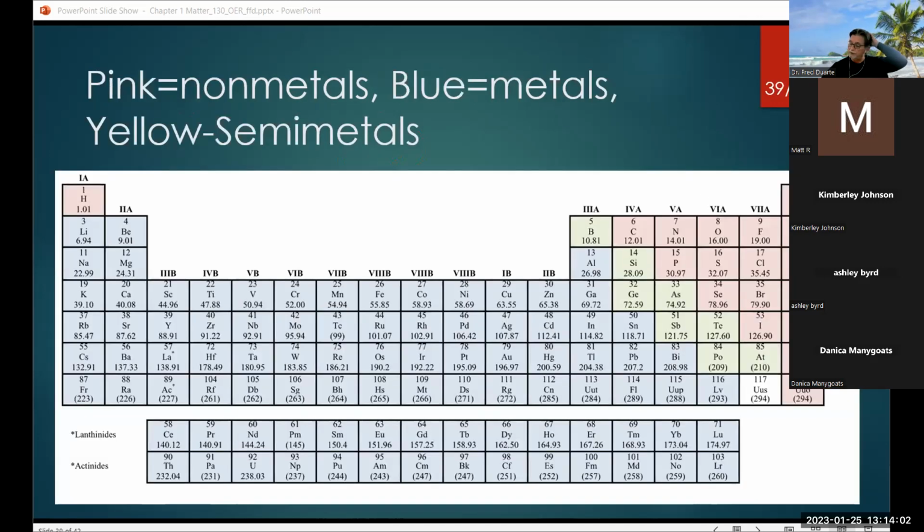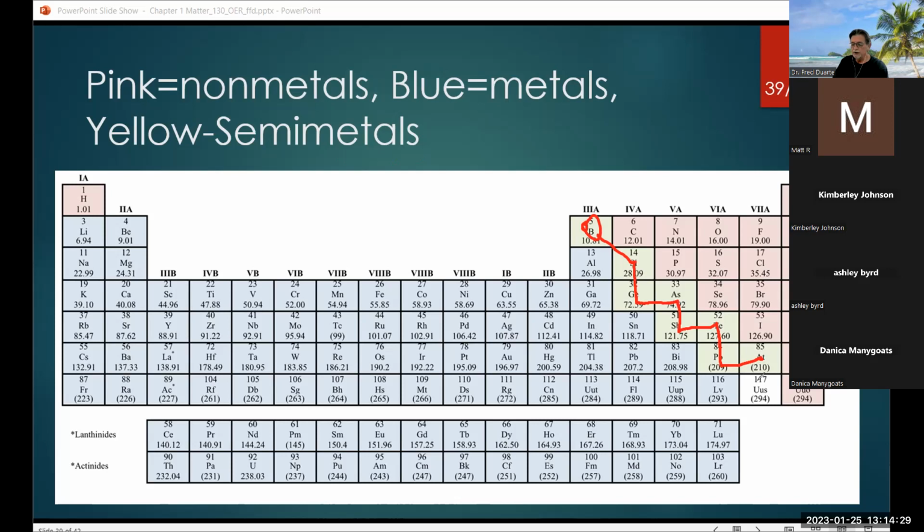If we look at the periodic table, you'll see there's a little stair step on the right side. That stair step represents where the metalloids exist, starting off here with boron, okay? You go down, boron, go across, silicon, and down, across, down, across, down, across.